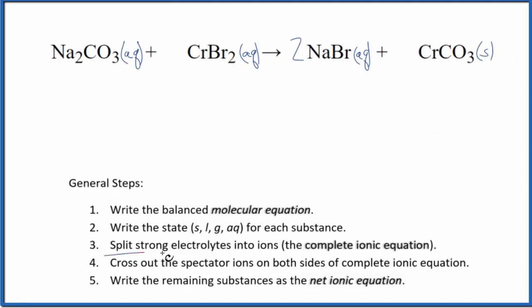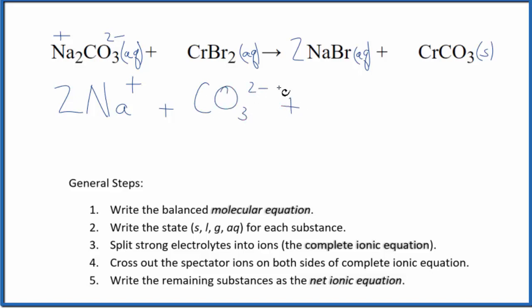Next, we can split the strong electrolytes into their ions. That'll give us the complete ionic equation. Sodium is in group 1 on the periodic table. It'll have a 1 plus ionic charge. The whole carbonate is always 2 minus. Good one to remember. 2 sodium ions, and I won't write the states right now. Let's do that at the end. Plus, I have the carbonate ion, that's CO3, 2 minus.